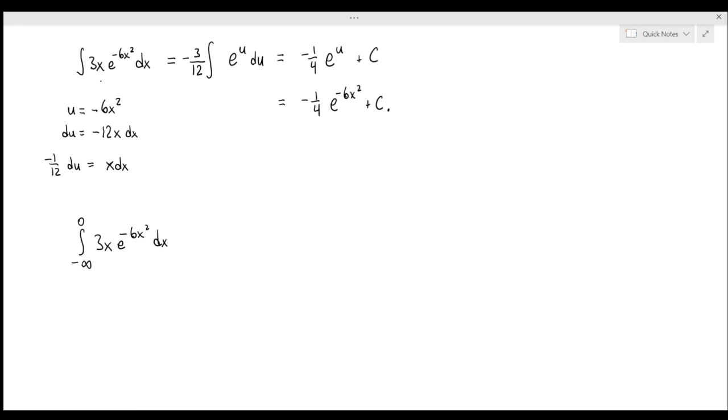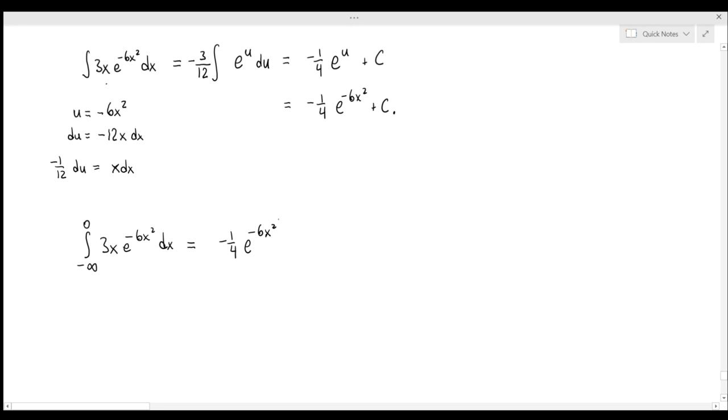Okay, so here we're trying to evaluate this improper integral. Now we've already computed the indefinite integral, or the derivative of this function. So we know it's negative 1/4 e to the negative 6x squared. And then instead of writing plus c, I want to evaluate at these bounds from minus infinity to 0.